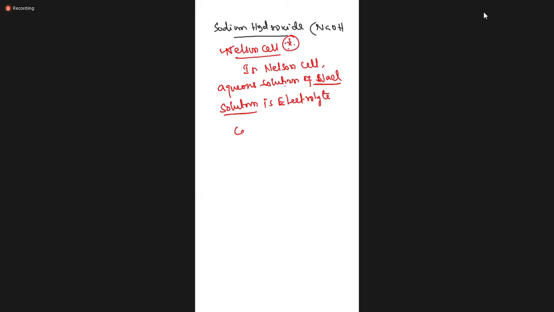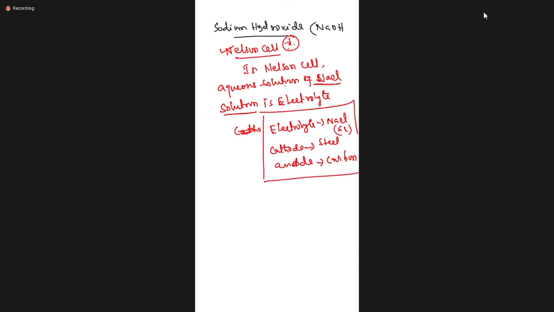Here in the Nelson cell, the electrolyte is NaCl, aqueous NaCl. Cathode is steel acting as a cathode. Anode is carbon. Please note this point. In the Nelson cell, the electrolyte is NaCl in aqueous medium, cathode is steel, anode is carbon. So what will happen? Please listen. NaCl on electrolysis will give rise to Na+ and Cl-.